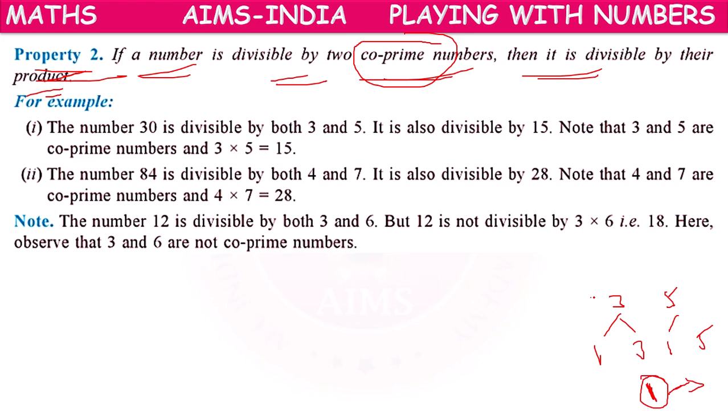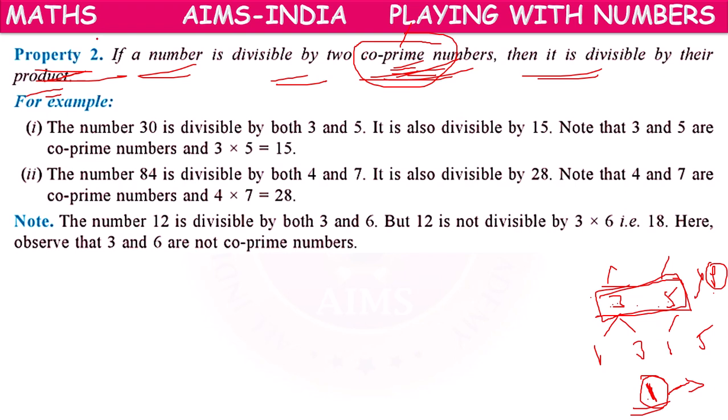Okay. Co-prime means the numbers which are having only 1 as common factor, they are called as co-primes. It is not compulsory that they should be prime. In the co-prime numbers, we are having the word prime, but it does not mean that both of them compulsorily have to be prime. They may be prime, they may not be prime, but the condition is their common factor should be only 1.